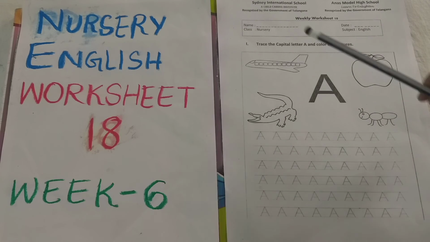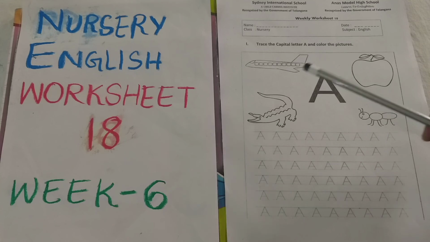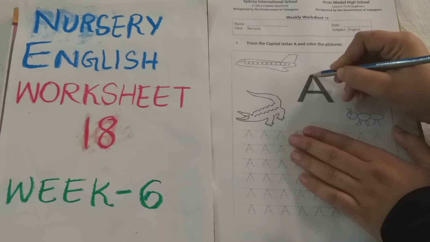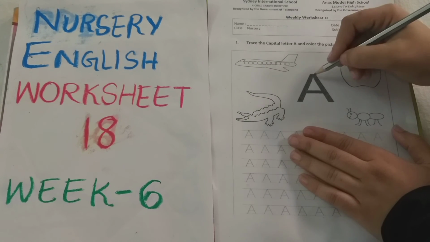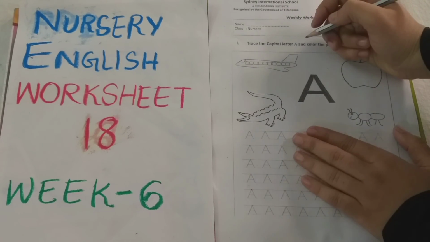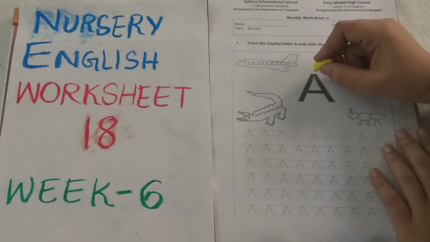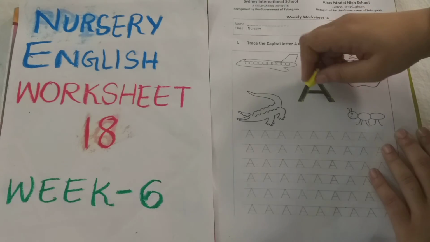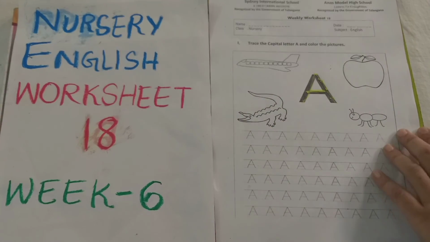Apple. Aeroplane. Alligator. Ant. Now trace the letter A. Right slanting line, left slanting line, sleeping line. A. Which letter? A. You can trace with the crayon also. Right slanting line, left slanting line, sleeping line. A.